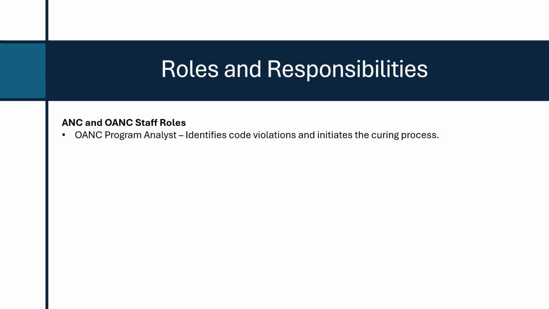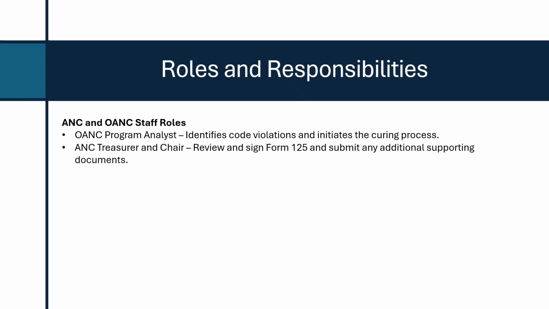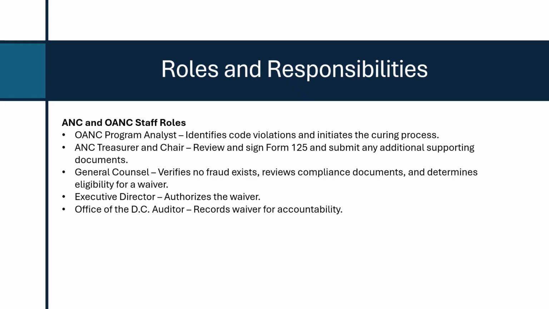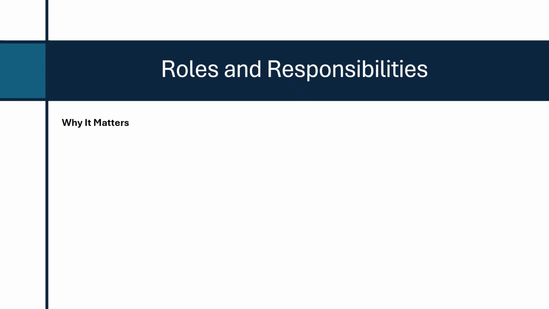The OANC program analyst identifies code violations and initiates the curing process. The ANC treasurer and chair review and sign Form 125 and submit any additional supporting documents. The General Counsel verifies no fraud exists, reviews compliance documents, and determines eligibility for a waiver. The Executive Director authorizes the waiver. The Office of the DC Auditor records waiver for accountability. Here's why it matters. Everyone's role ensures the ANC remains transparent and compliant.